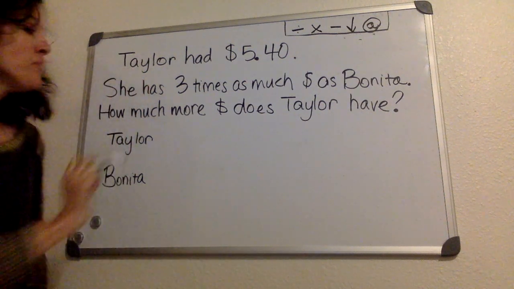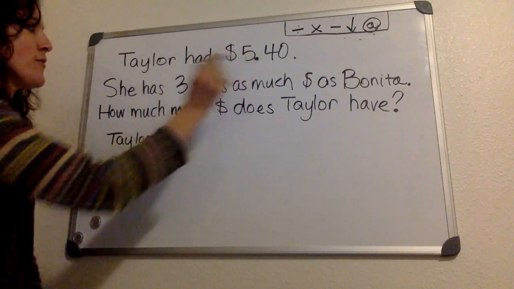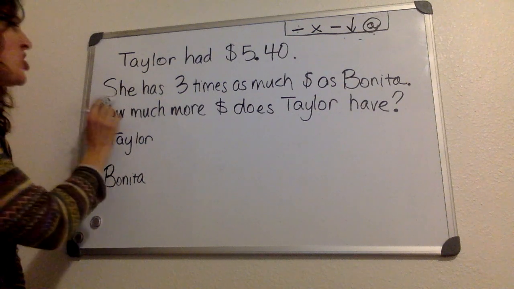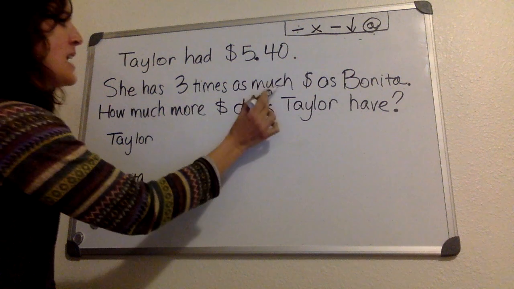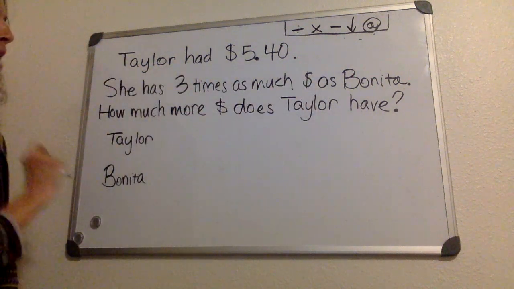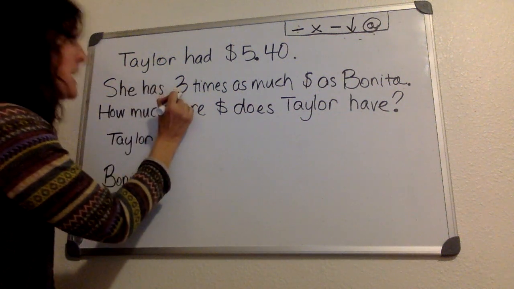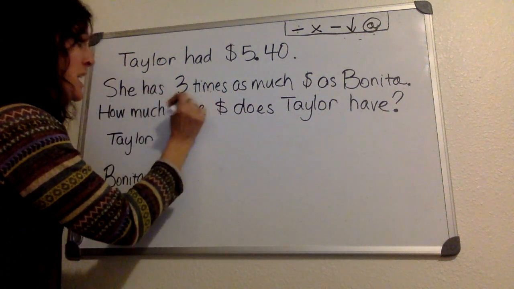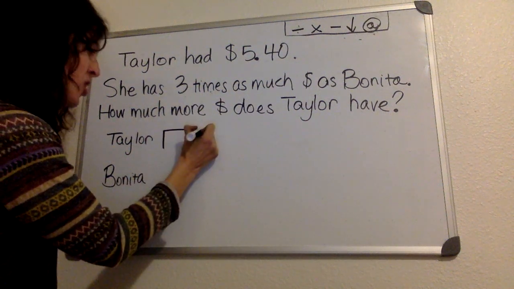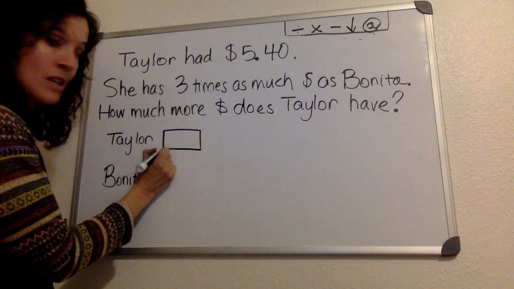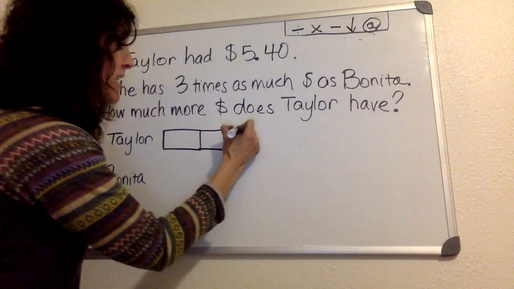Let's read it one more time, at least one more time. Taylor had $5.40. She has 3 times as much money as Bonita. How much does Taylor have? My friends, when you see 3 times as much, you pretty much know that you're going to have a unit and you're going to draw that unit, which is your box, 3 times.